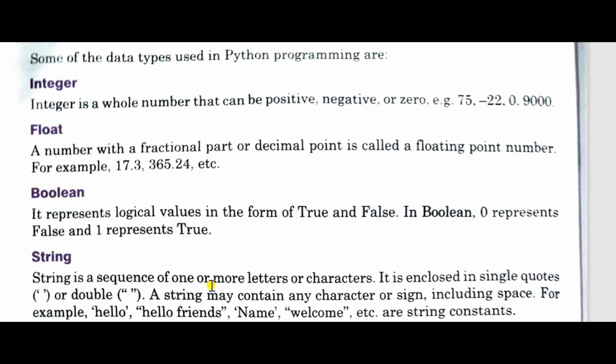Next one is the string data type. A string is a sequence of one or more letters or characters. It is enclosed in single quotes, of this type, or double quotes, of this type. A string may contain any character or sign including space. For example, 'hello' in single quotes, "hello friends" in double quotes, 'name' in single quotes, and "codes and welcome" in double quotes, etc. are string constants.